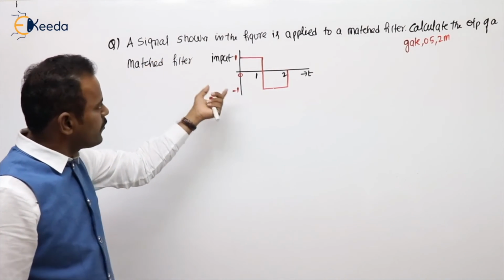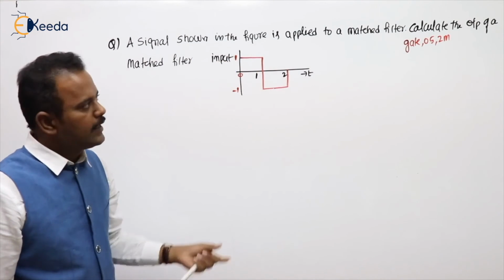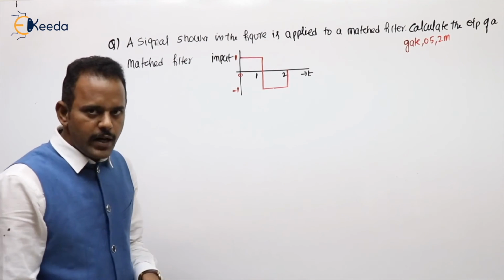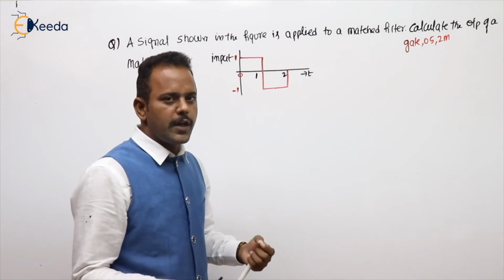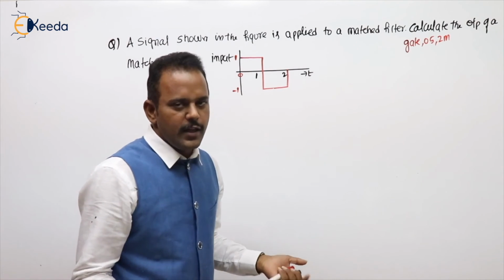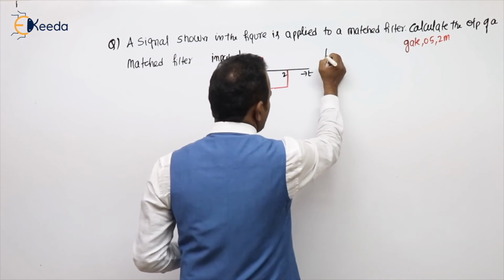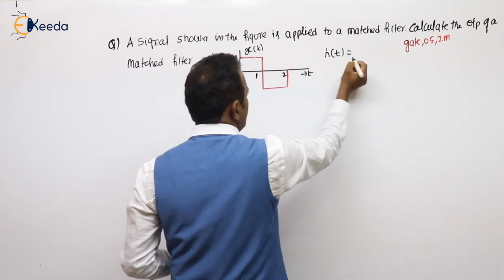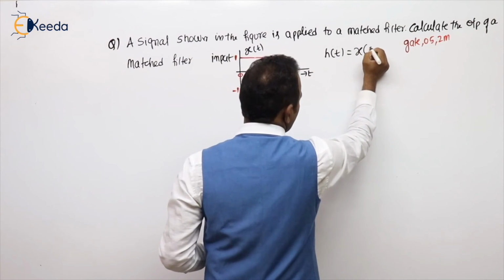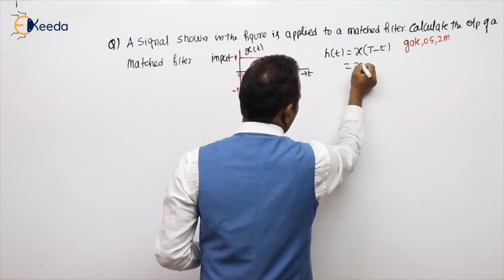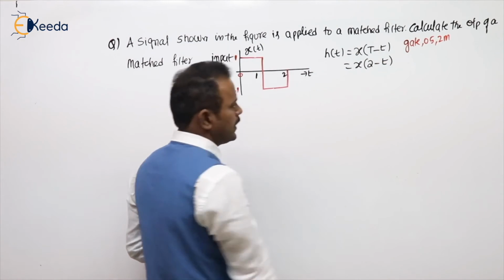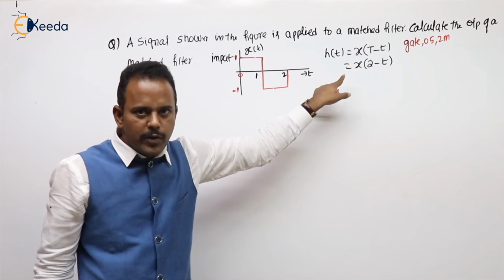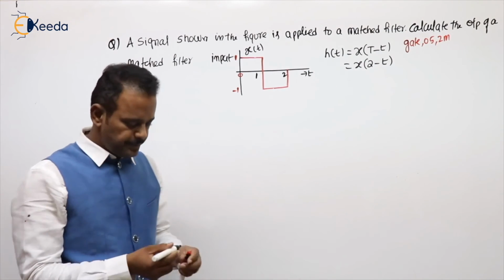A signal shown in the figure is applied to a matched filter. Calculate the output of the matched filter. We already know the output of any system is the input convolved with the impulse response. Here, what is the impulse response? If you call the input x of t, h of t is nothing but x of capital T minus small t, where capital T is the duration of the input, that is 2 seconds. First draw the signal and make the convolution between the two, and you will get the output.